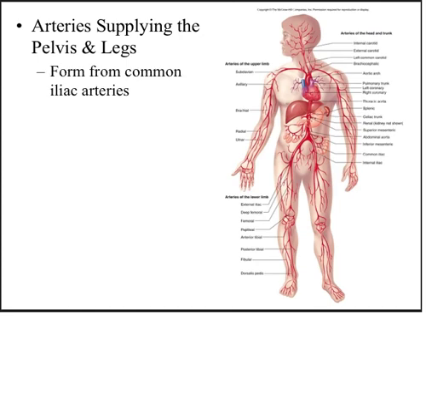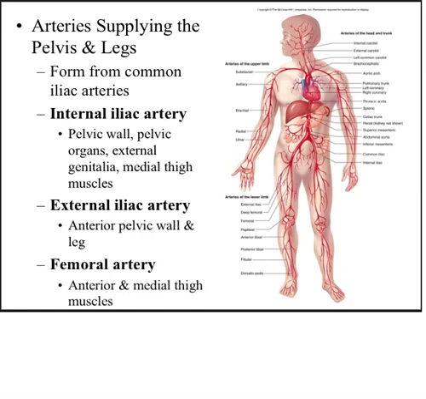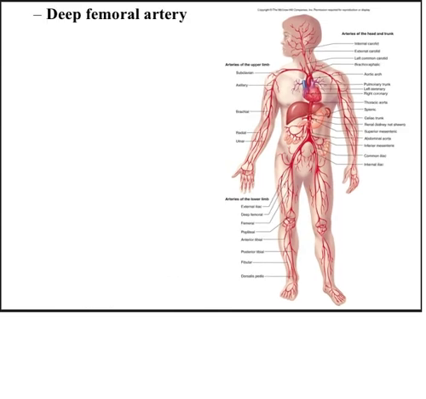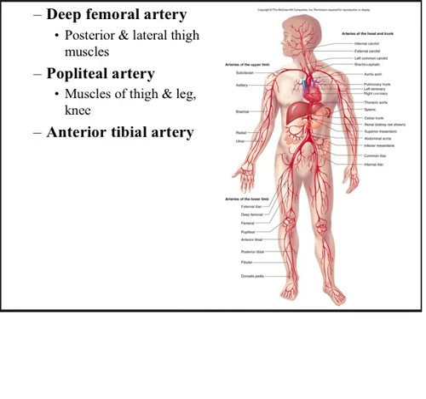In the lower extremities, the right and left common iliac branch off the abdominal aorta to form the external and internal iliac arteries. The internal iliac artery supplies the pelvic wall, pelvic organs, external genitalia, and medial thigh, while the external iliac supplies the anterior pelvic wall and continues as the femoral artery down into the upper leg, supplying the anterior and medial thigh muscles. The deep femoral artery supplies the posterior and lateral thigh muscles, while the popliteal runs behind the knee and supplies muscles of the thigh and leg.